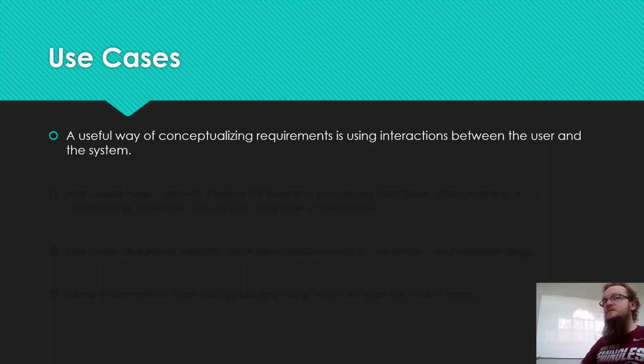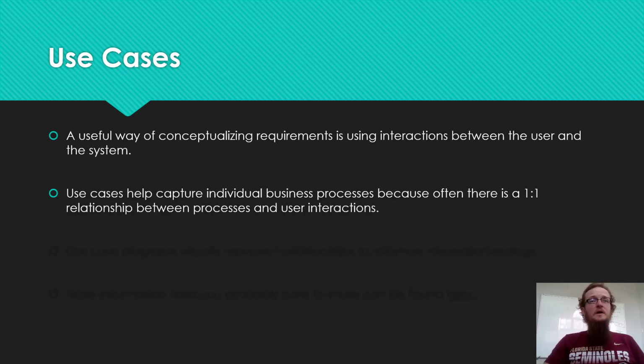So a very useful way of understanding requirements themselves is as interactions between the user. That could be an end user that's actually a client of the bank, or a person on the business team, just a regular user trying to use the system to support their job. So what use cases do is they capture individual business processes, recognizing that usually there's a one-to-one relationship between user interactions and the processes that are actually taking place. When there's not, it's often because a process is automated and the user doesn't actually have to do anything, so you have to make sure to be wary of those as well.